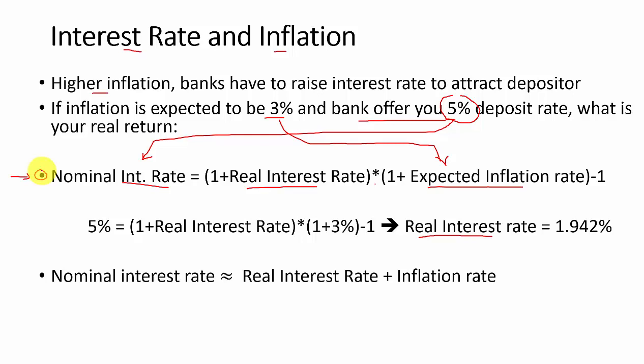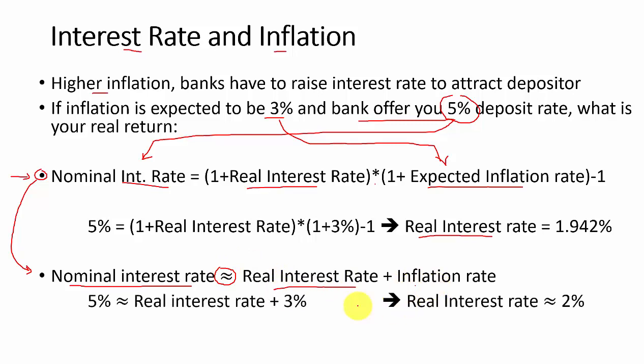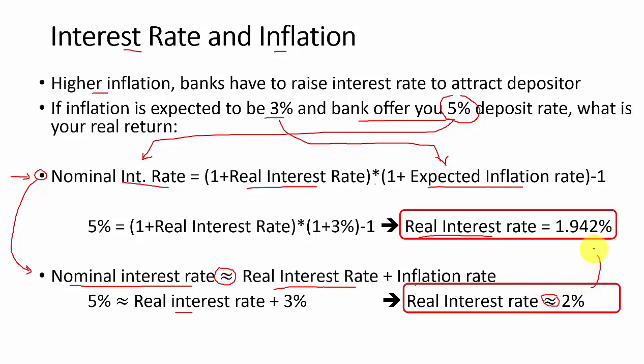Manipulate the formula a little bit, and we come up with an approximation formula for the Fisher effect. It states that the nominal interest rate is approximately equal to the real rate of return plus inflation. And yes, when we plug the numbers in, you can see that the real rate of return should be about 2%. Okay, the approximation and the exact number are close enough, right?